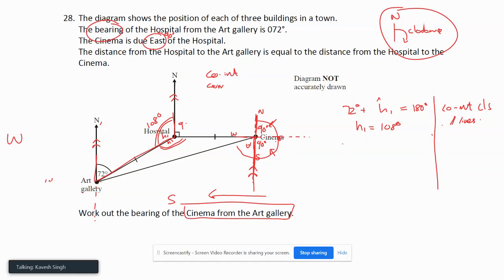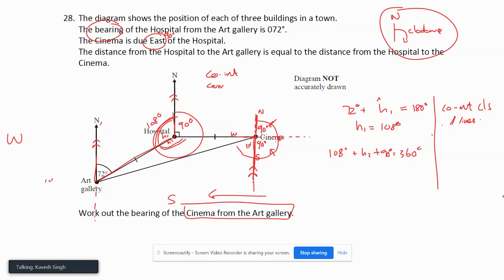We then have 90 degrees on this side, and we want to find out h2, and we can see that angles around a point form a revolution. So h1 plus h2 plus 90 will equal 360 degrees. And from this, I know what h1 is. I just calculated it to be 108 degrees. So that gives me enough information to find h2.